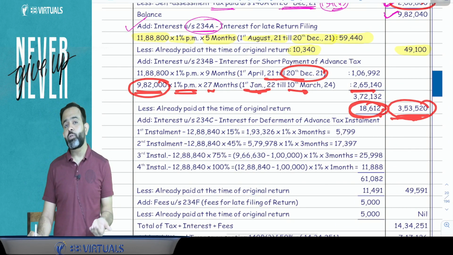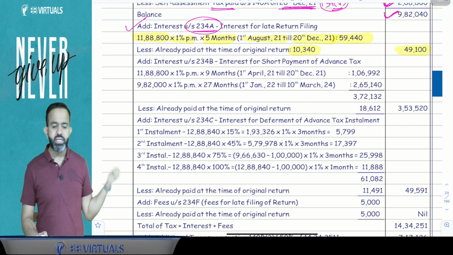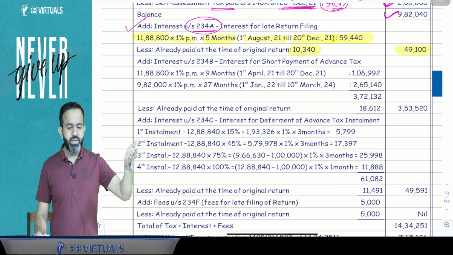Now last is 234C, that is the interest for deferment of advance tax. 234C will be counted again here, because you are filing the updated return and the income is higher.